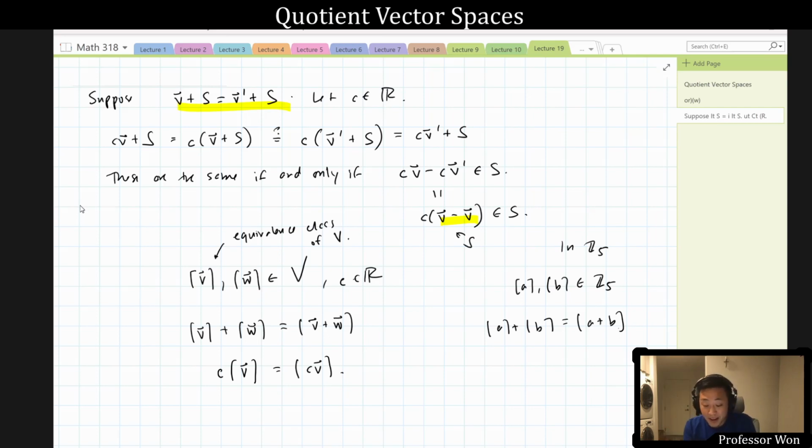Okay, and for that reason, if v equals w, we sometimes write v is equivalent to w mod this plane S. So this is basically borrowing from the modular arithmetic notation.